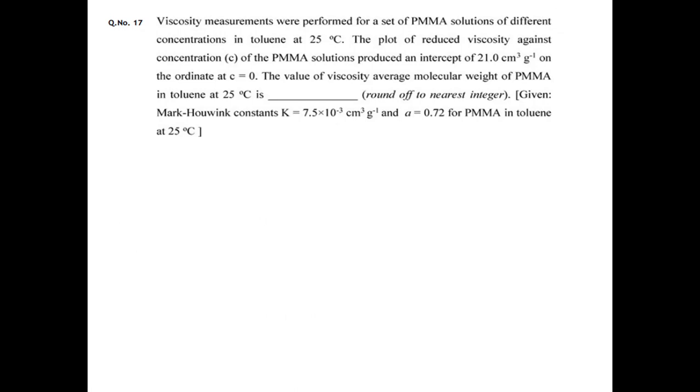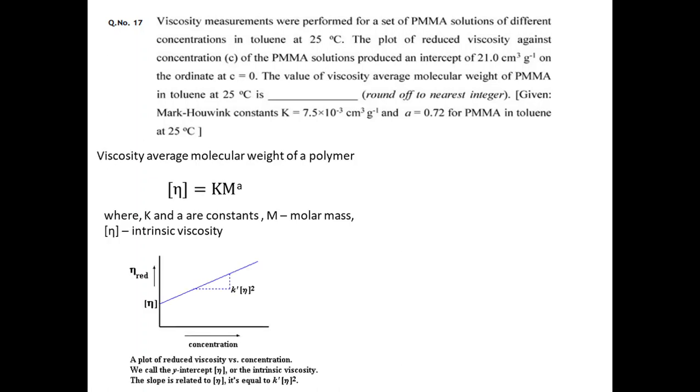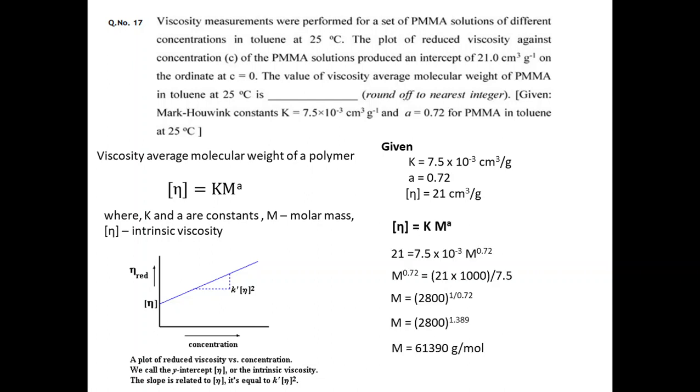In question 17, we need to calculate viscosity average molecular weight of polymer. The viscosity average molecular weight of polymer can be represented by this simple equation. Here, the viscosity is the reduced viscosity at zero concentration and K and a are the constants. As the viscosity, K and a are given, we can simply put these values in the equation and calculate the molecular weight.